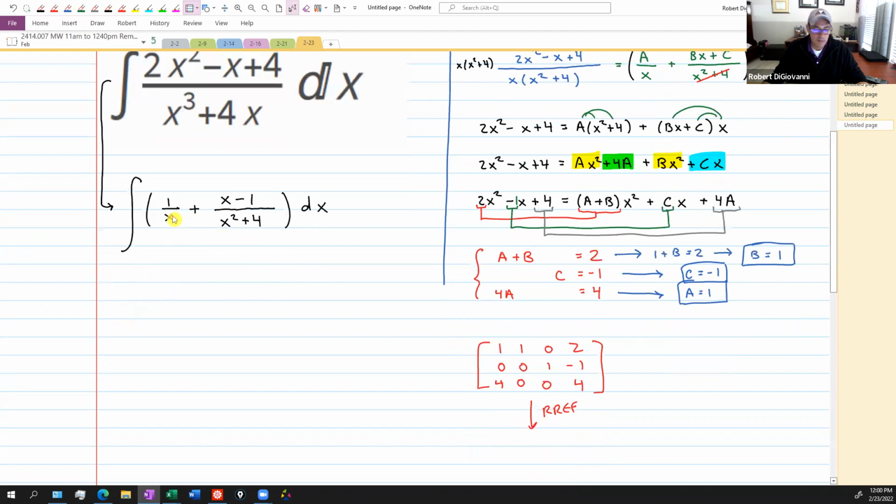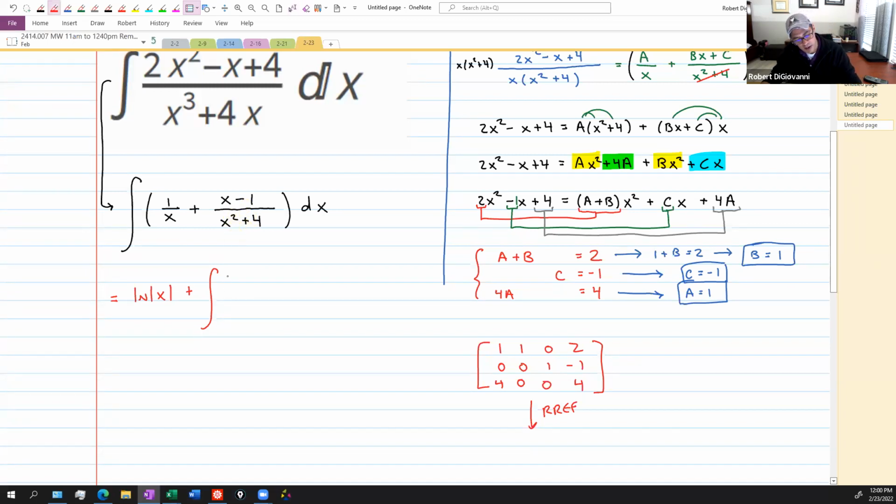First one, antiderivative, no problem. Antiderivative of 1 over x is natural log x, right? Plus, now this one's going to require some work. I have a linear over an irreducible quadratic, right? Linear over irreducible quadratic. And there is a certain way we attack this, right?